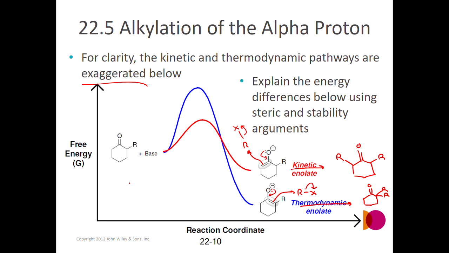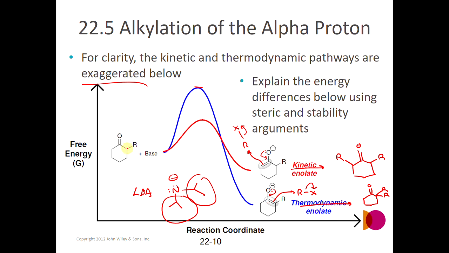And that's one of the reasons why LDA is specifically designed to have these bulky isopropyl groups on it. These large groups make LDA sterically hindering enough that we can pretty much rely on it to avoid this higher energy pathway that would occur with all the steric hindrance.